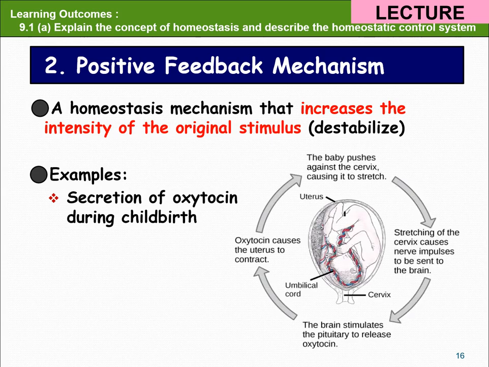Oxytocin will cause the uterus to contract. When the uterus contracts, it will cause more oxytocin to be secreted. So more oxytocin will cause more uterus contraction, and more uterus contraction will cause more oxytocin to be secreted. So this one is the positive feedback mechanism.